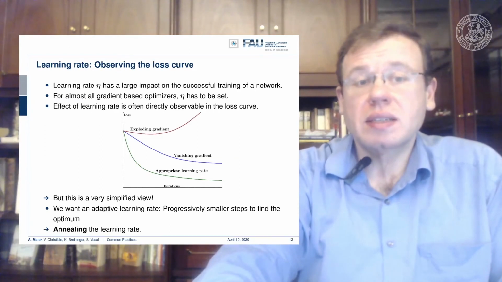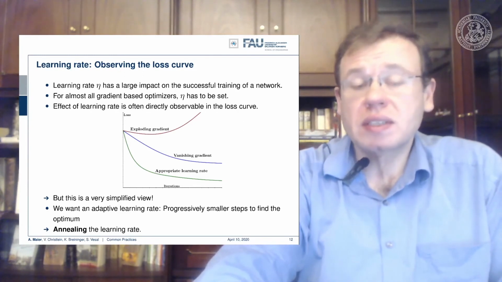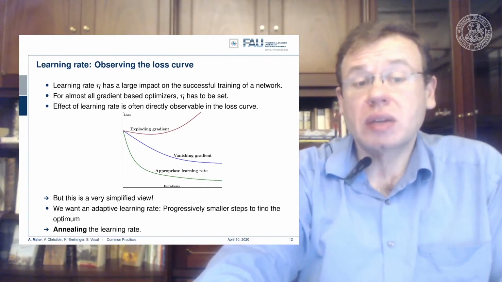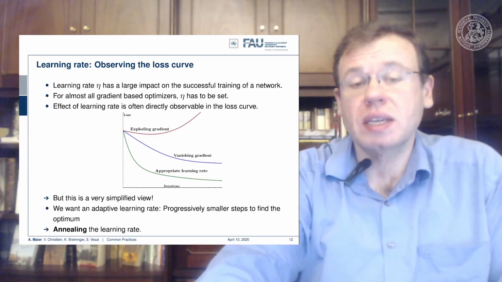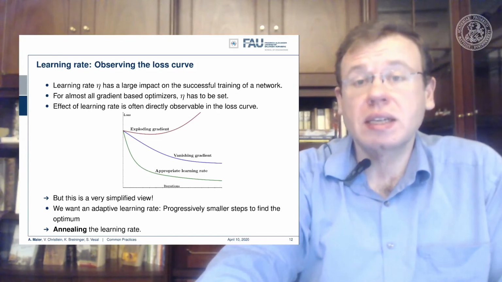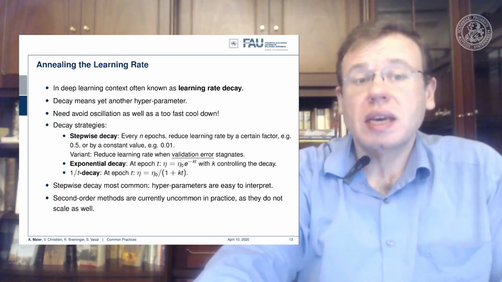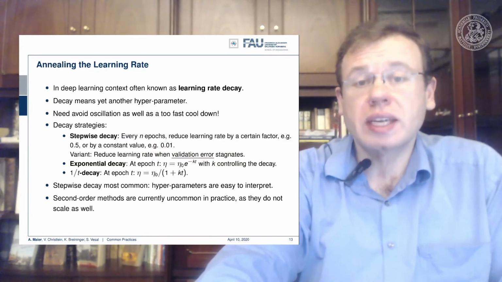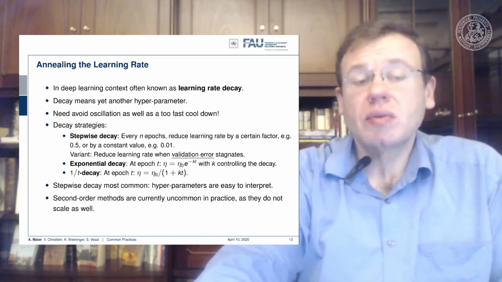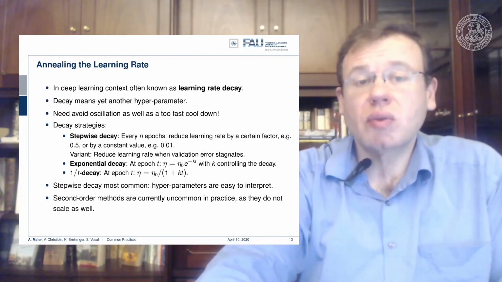If your learning rate is not set correctly, you have trouble in the training of the network. And for almost all gradient-based optimizers, you have to set eta. So we often see that directly in the loss curve, but this is a simplified view. So we actually want to have an adaptive learning rate and then progressively have smaller steps to find the optimum. So as we already discussed, you want to anneal the learning rate. Now, annealing the learning rate or learning rate decay is yet another hyperparameter that you have to set somehow. You want to avoid oscillations as well as too fast cooldown.